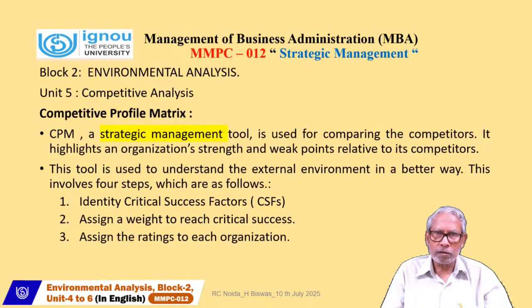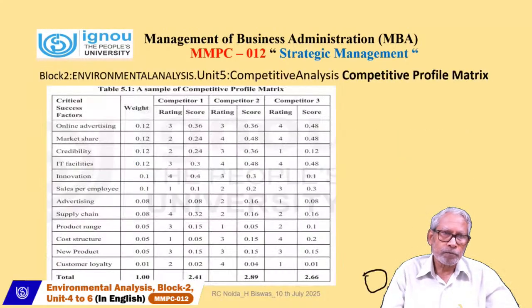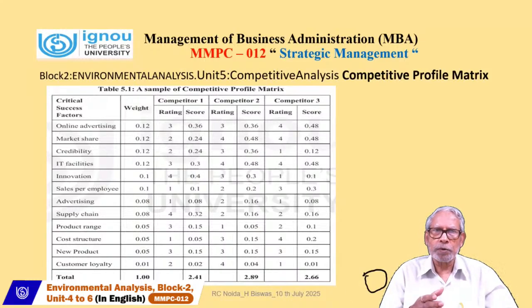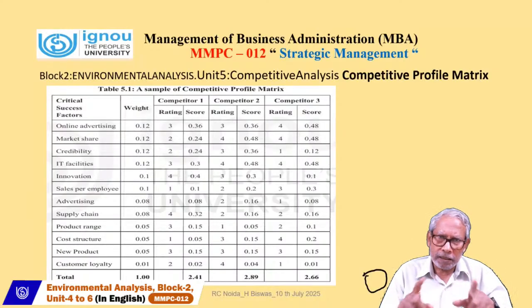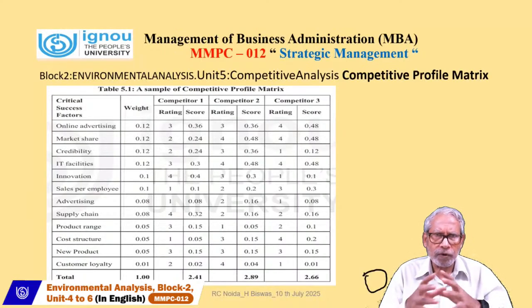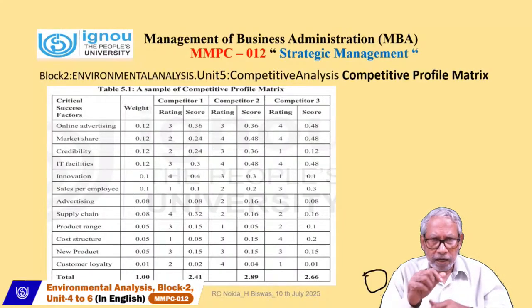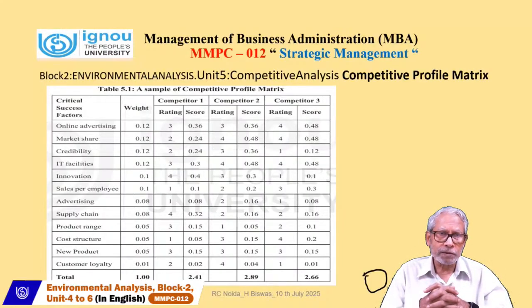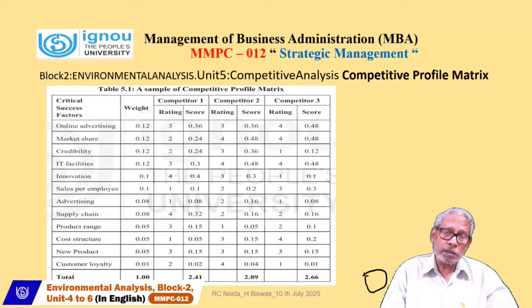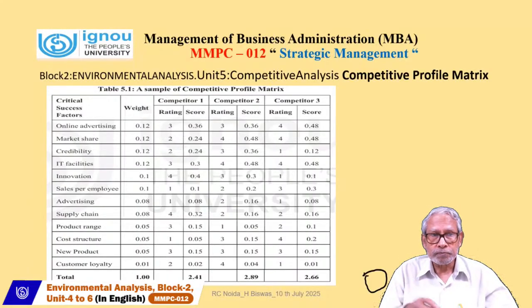These are the steps involved. Now, there is a tabulated chart. Suppose, for example, you are comparing competitor 1, competitor 2, competitor 3. Then you have to rate the things: score, rating, score. From this chart at a glance, you can understand where the gaps are. You can identify the gaps, and accordingly you can start your strategy thinking process.